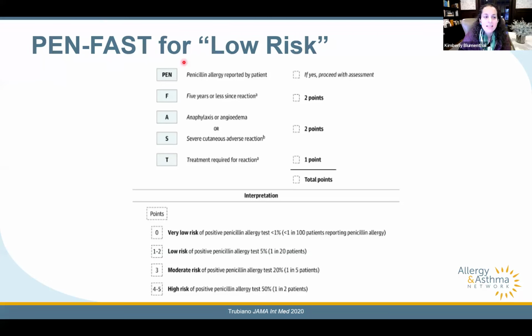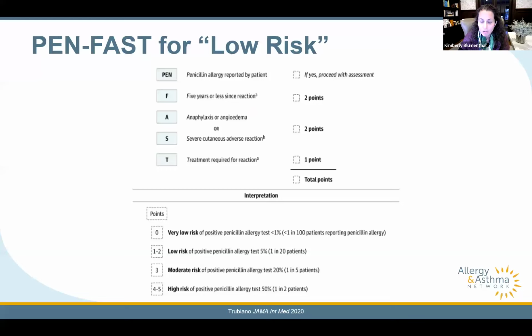A few points: this 5 or less years since reaction, it's not like 6 years is magically different than 5 years, and that 5 years is magically different than 4. So really, it is the time since reaction that has been the predictor. Anaphylaxis or angioedema: if we're asking patients this, or people who are not in the know, they need to know how to discuss anaphylaxis or angioedema with patients. Anaphylaxis is a technical term. Our patients don't often know it. But you might be able to say, oh, did you have hives and wheezing? And they say, yes, I did. And that was anaphylaxis.